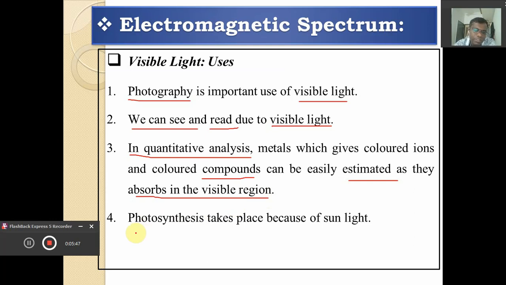Again, dear friends, there is one natural process that takes place in plants that we call photosynthesis, because of which plants are able to form carbohydrates, and these carbohydrates are used by animals or human beings as their food. So this process takes place only because of sunlight, particularly visible light. So these are the important uses of visible light, which is one of the regions in the electromagnetic spectrum.